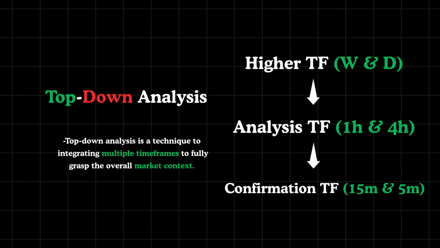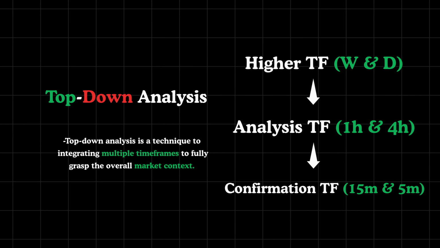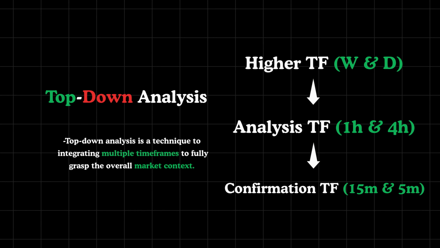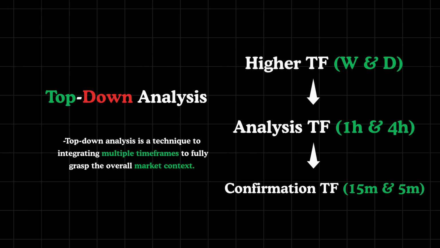Once we've established the macro view, we move down to lower timeframes such as the 4-hour or 1-hour charts to find detailed entry and exit levels using the techniques we've covered. The key idea here is simplicity. We don't want to overcomplicate the process. So, we'll stick to the concepts discussed in this video and apply them directly to the charts.